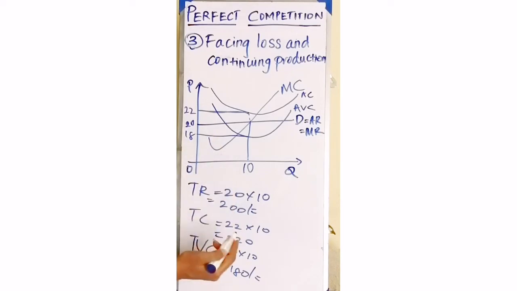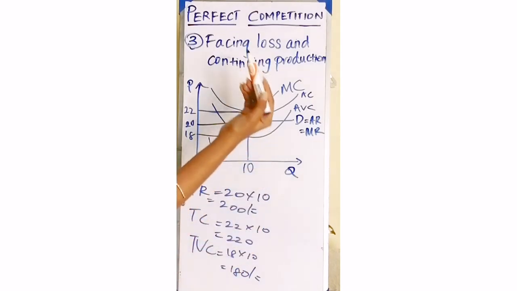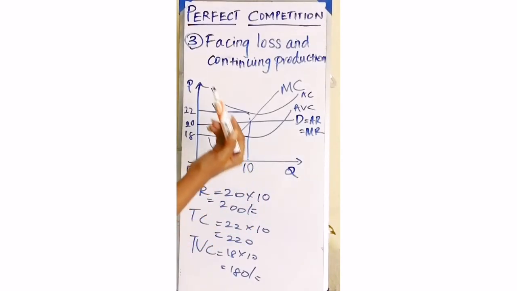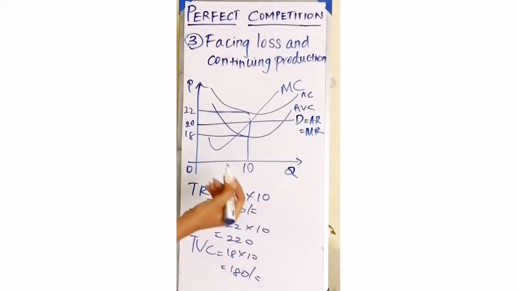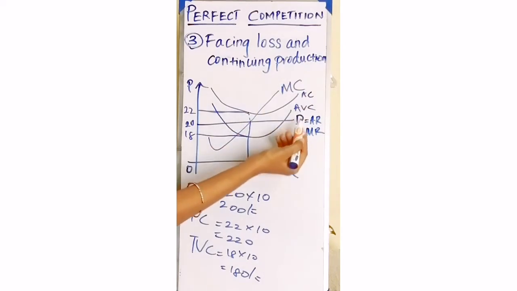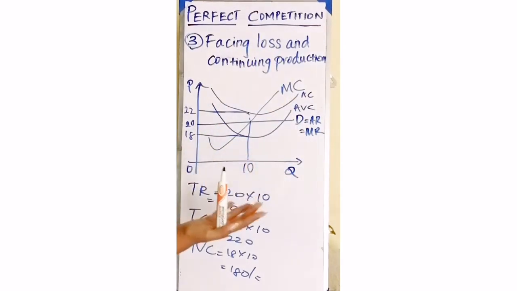So even though it is facing a loss, which is a 20 rupees loss, the TVC is covered by the TR. So what happens is that even though the production firm is facing a loss, if it is capable of covering its total variable cost, or if the price is capable of covering average variable cost, it can continue its production.